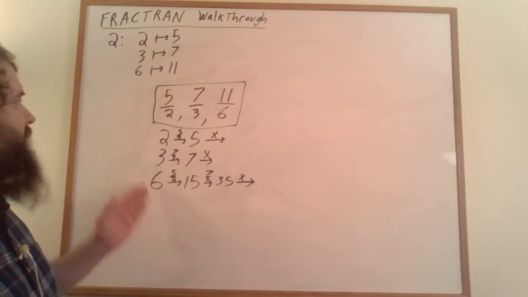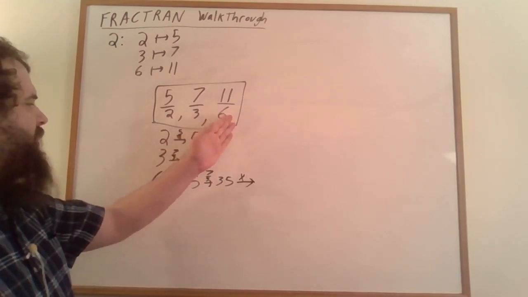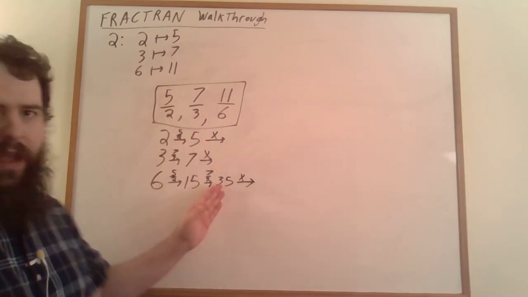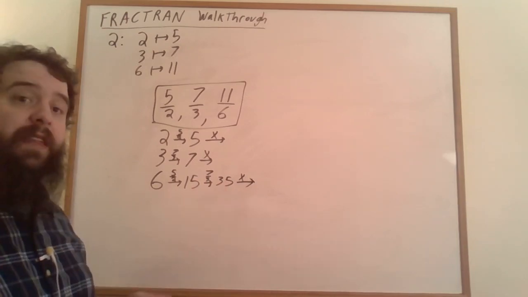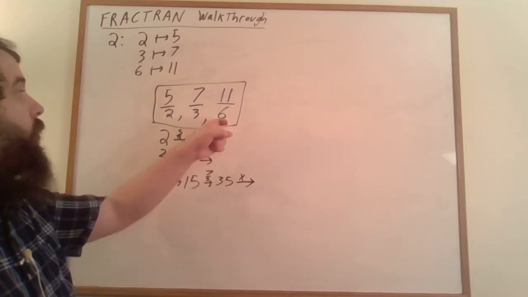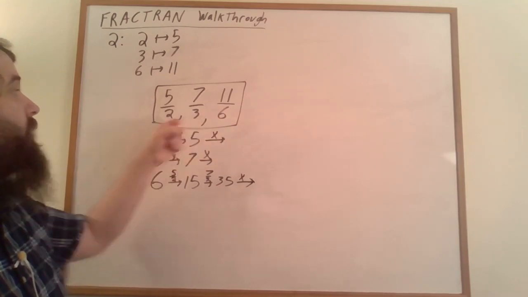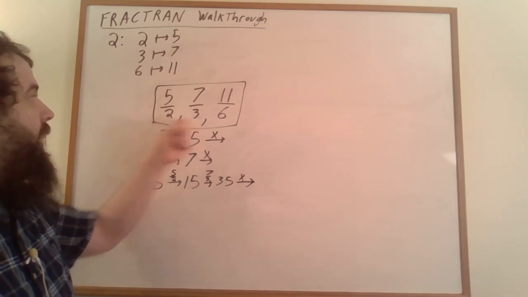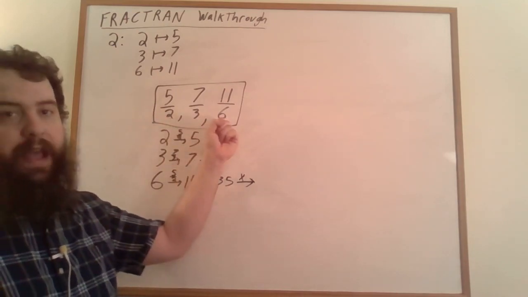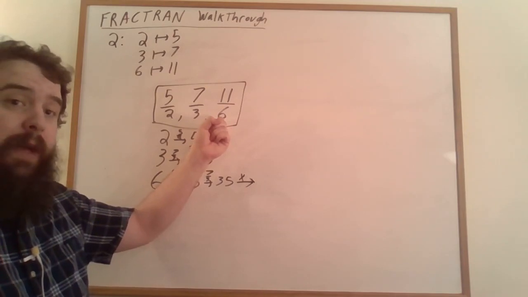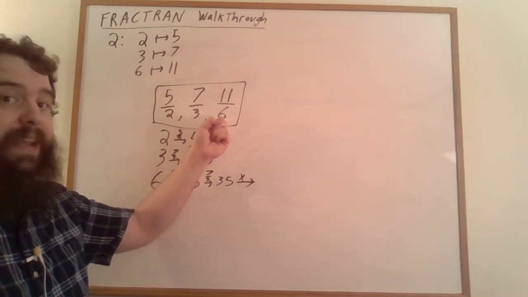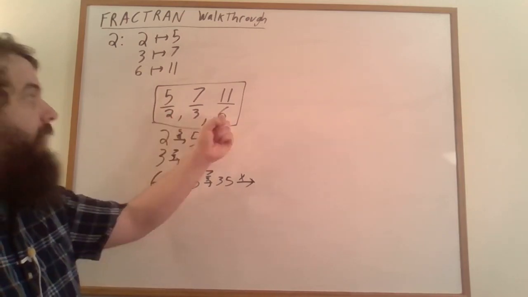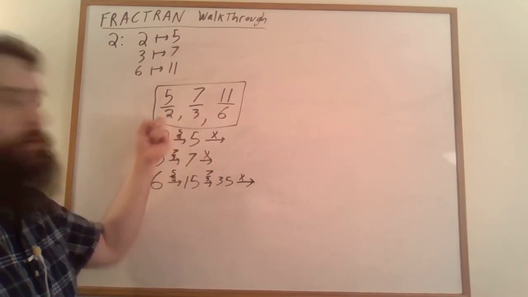So we had hoped that our 6 was going to get multiplied by this fraction here, but actually it got multiplied by these two fractions here and gave us an output of 35. A key thing to note about FRACTRAN programs is that if one of the denominators is divisible by an earlier denominator, that fraction is always going to activate instead of the fraction that we want to activate. Any number that can be multiplied by 11/6 in order to get a whole number can also be multiplied by 5 halves to get a whole number, because any number that's divisible by 6 is also divisible by 2.